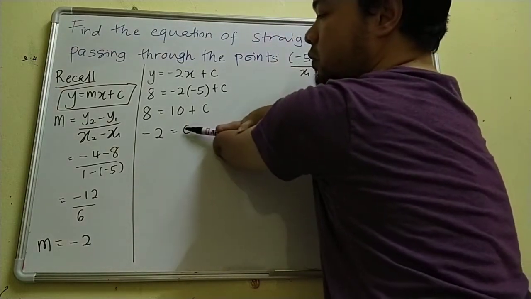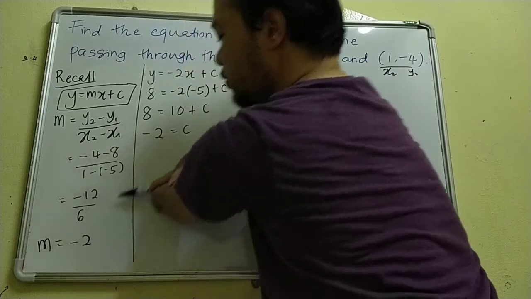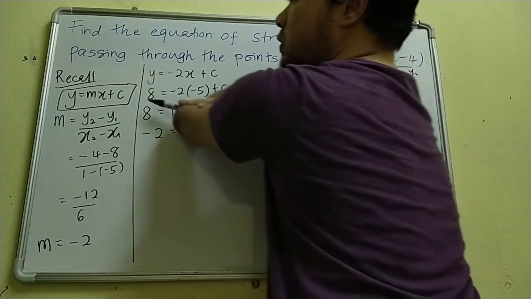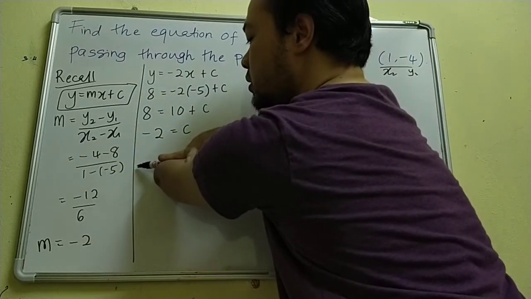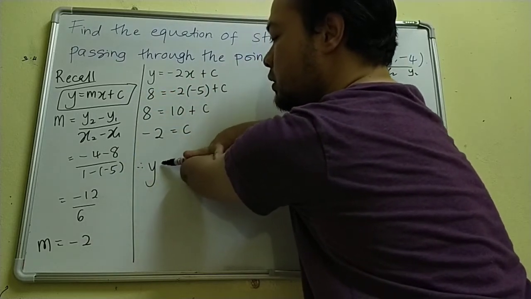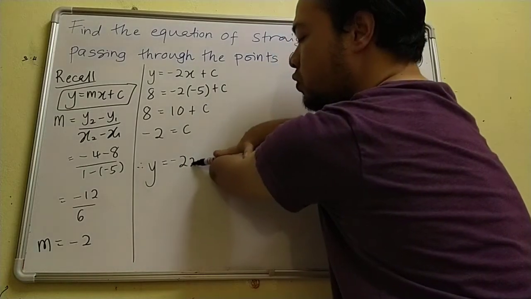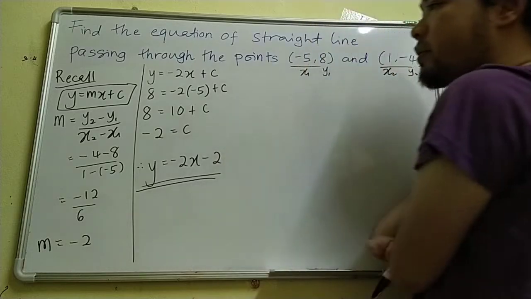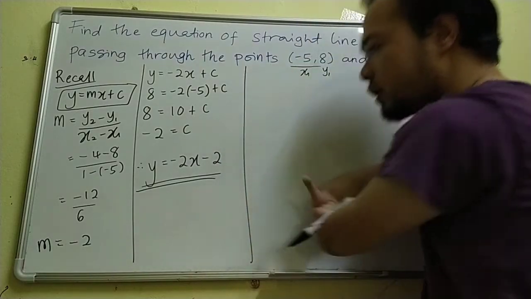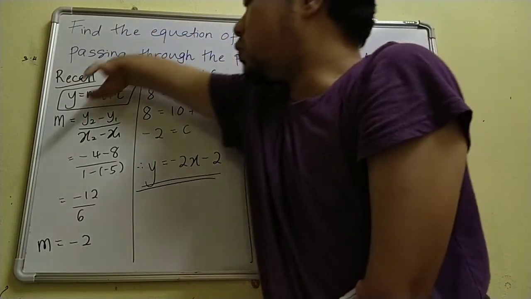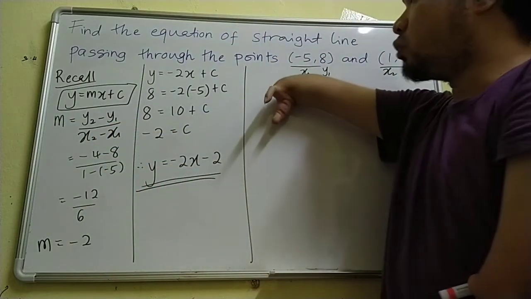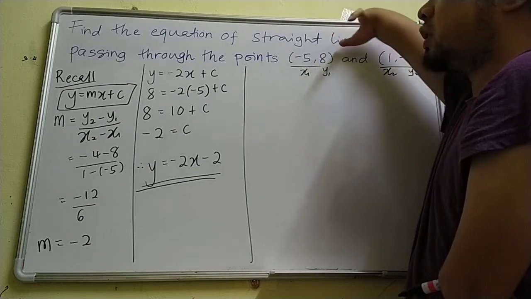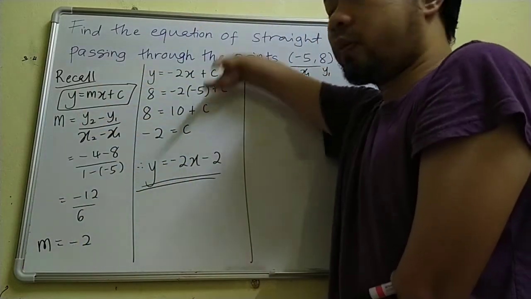So when c is equal to -2 and m is equal to -2, we substitute the value of the gradient and the value of the y-intercept, so that our equation becomes y = -2x - 2. Now, this is by using y = mx + c. Now I am going to show you another alternative way to find the equation of a straight line without using y = mx + c.